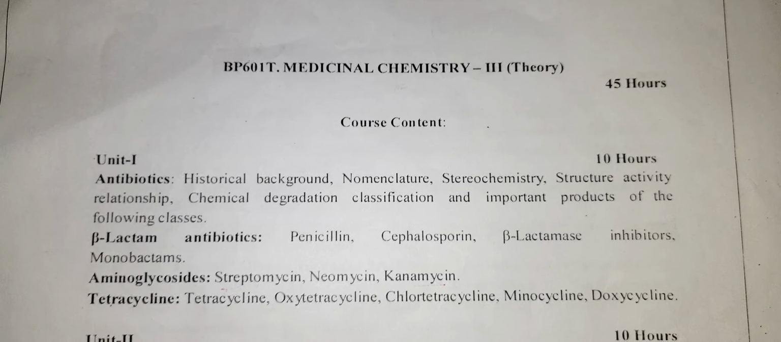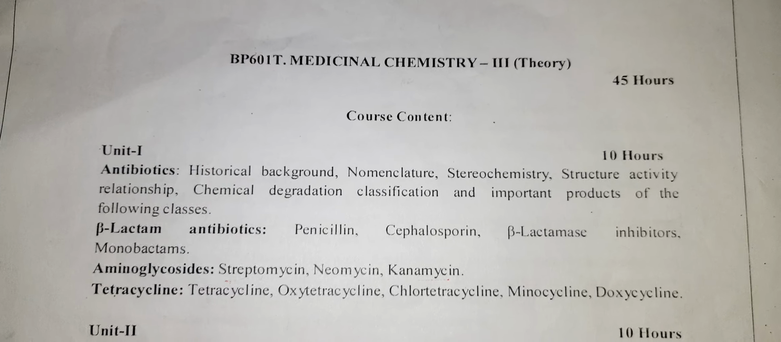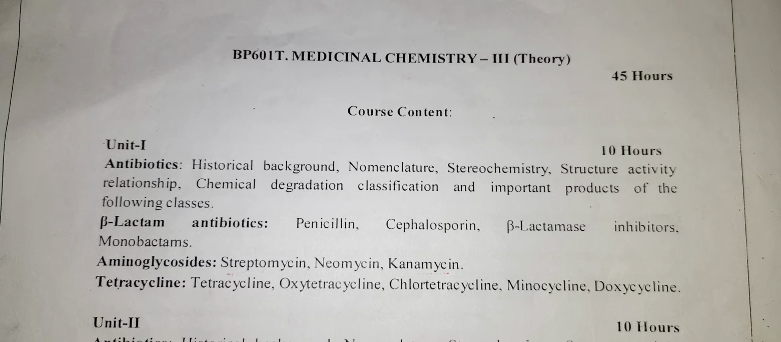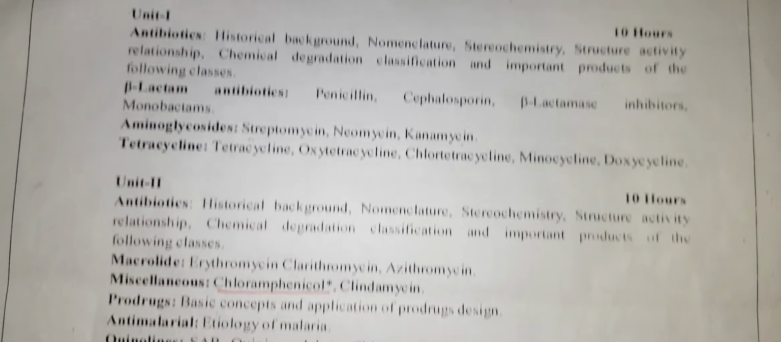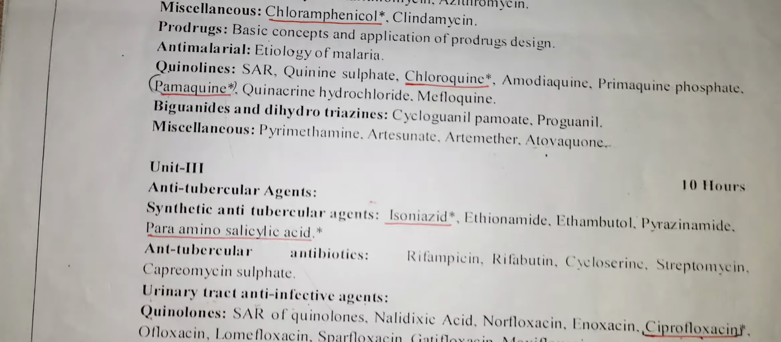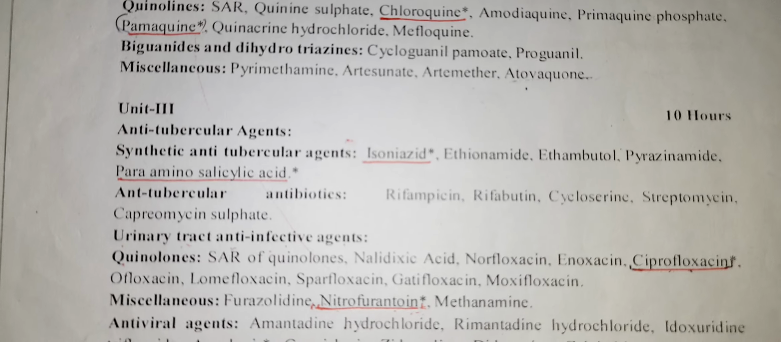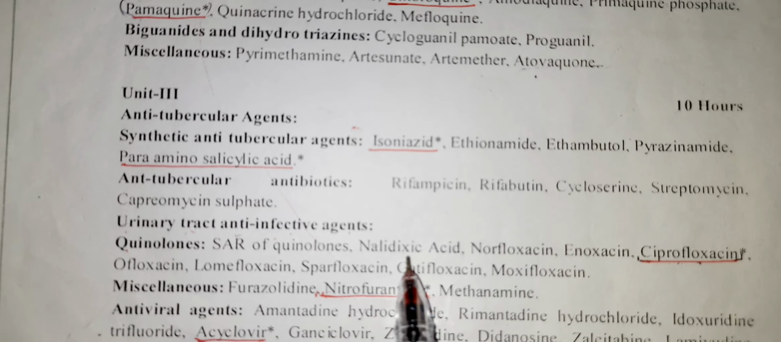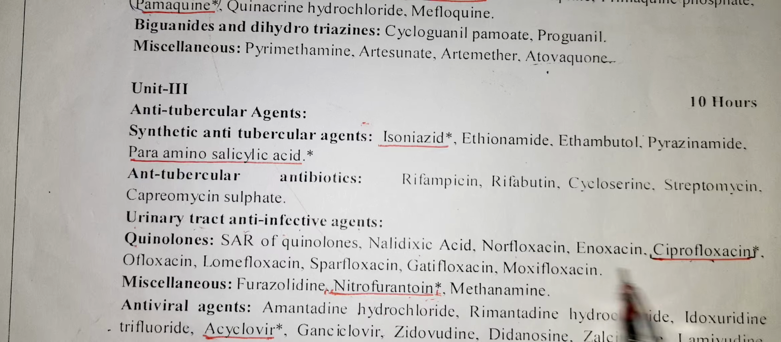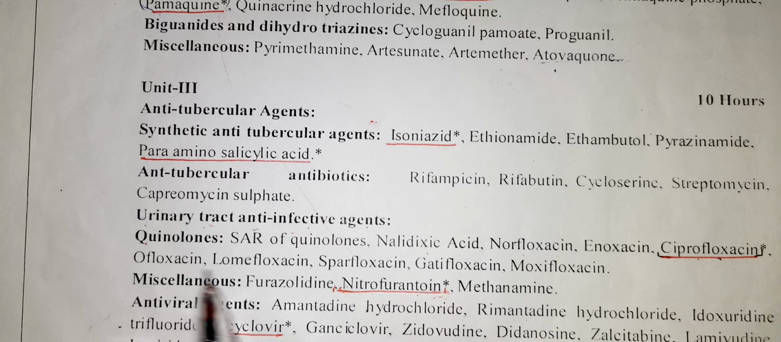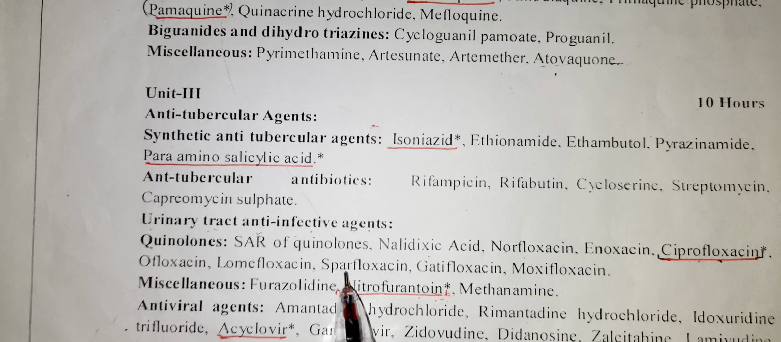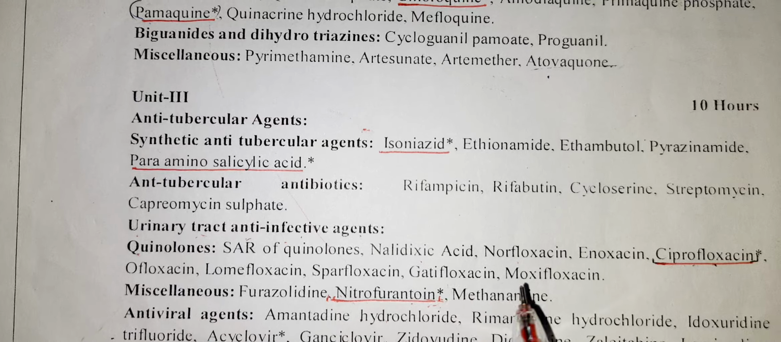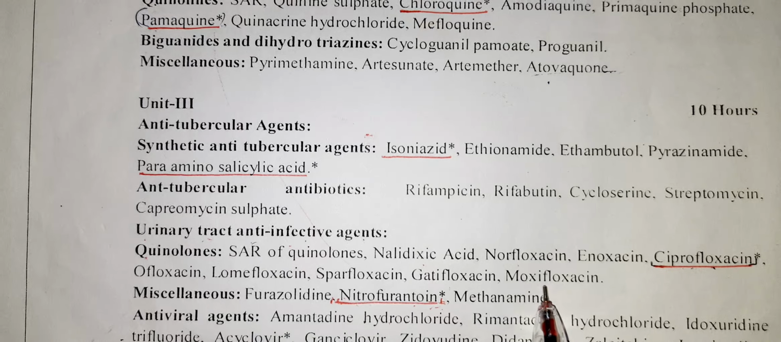Hello student, in the previous lecture we discussed the synthesis of nitrofurantoin. Today we discuss the structures of quinolone derivatives like Nalidixic acid, Norfloxacin, Enoxacin, Ciprofloxacin, Ofloxacin, Lomefloxacin, Sparfloxacin, Gatifloxacin and Moxifloxacin. So now start.